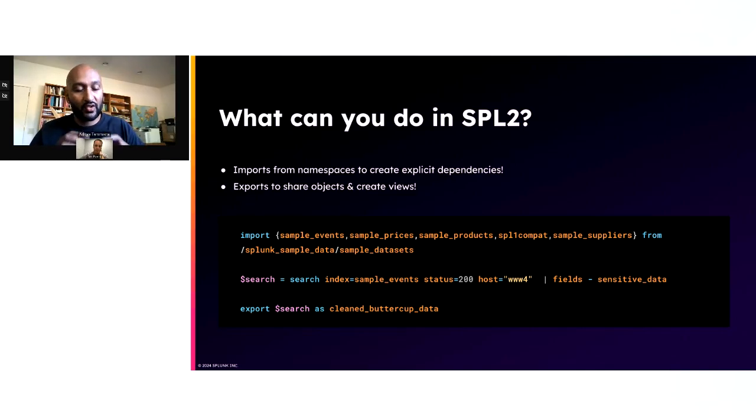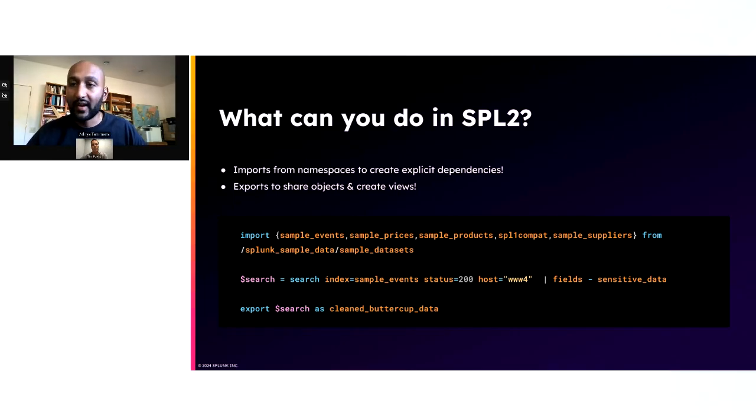So you can create explicit dependencies on different resources, the idea being that you can actually see what dependencies objects have with each other in the Splunk ecosystem in the future. You can see this export syntax at the very bottom. The corollary of an import is an export. An export basically says, I want to make what's available in this module or this file that I'm writing available for others to use elsewhere.